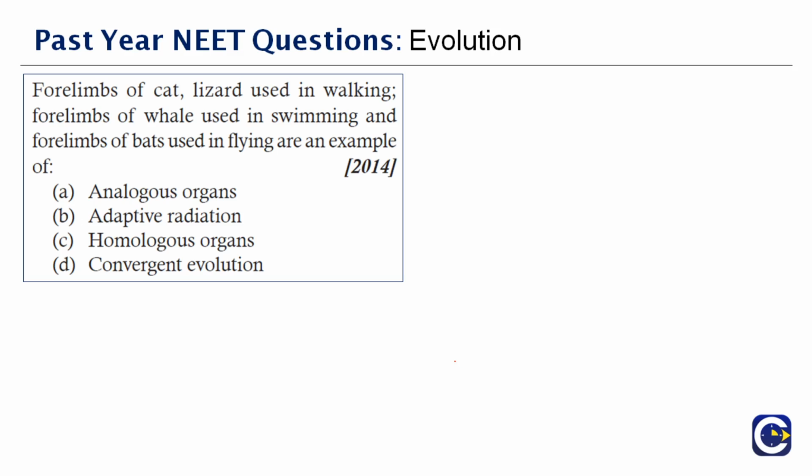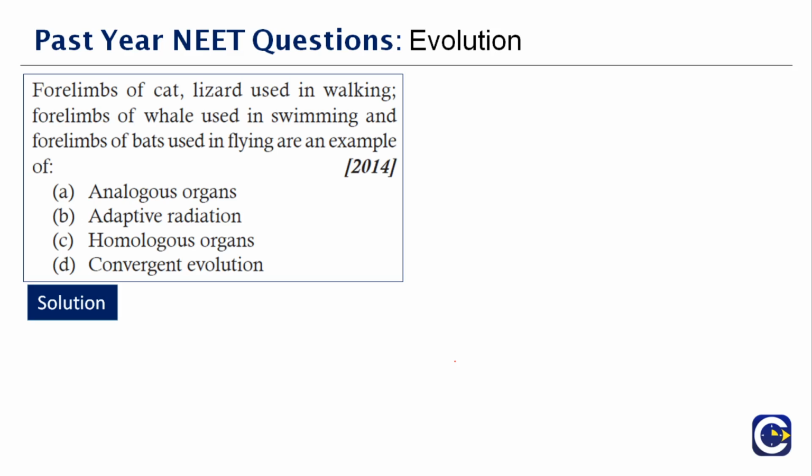Next question here. Forelimbs of cat and lizard are used in walking, forelimbs of the whale are used in swimming, and the forelimb of bat is used for flying, are an example of dash. So in all the 3 categories you're explaining about forelimb, but the function for each organism is varying. So what do you call that? Again, what do you think will be the answer? It's not convergent, it's actually homologous. So this will be homologous organs.